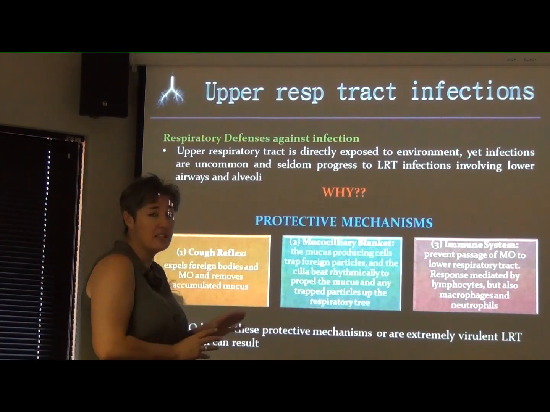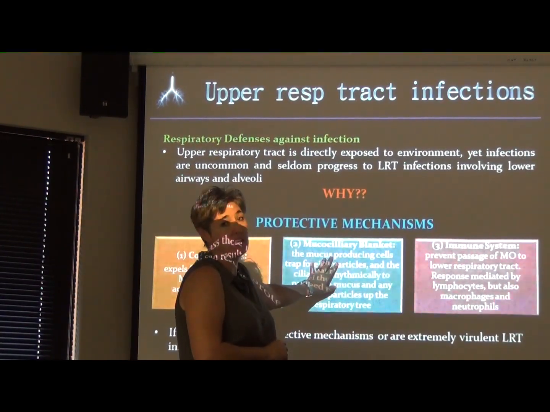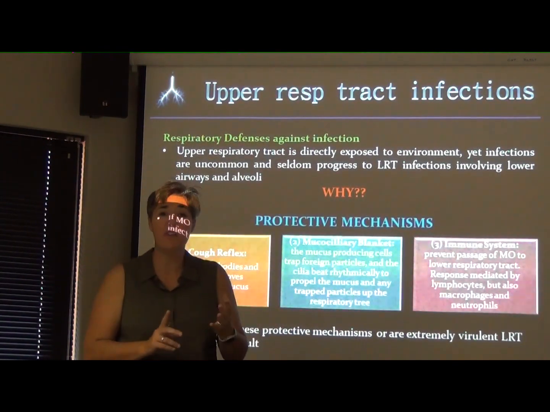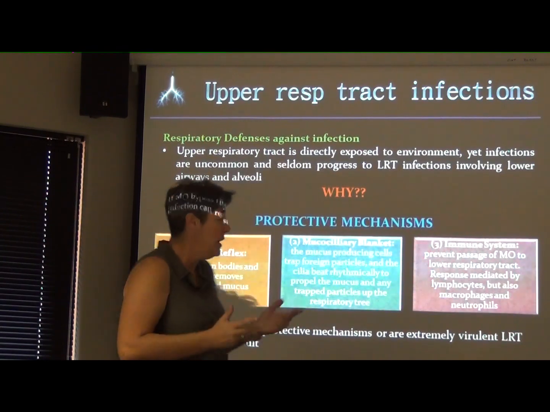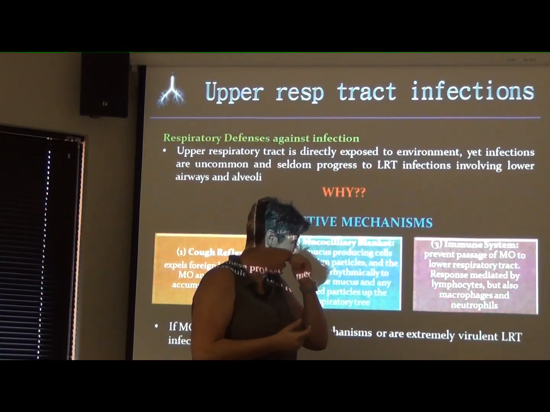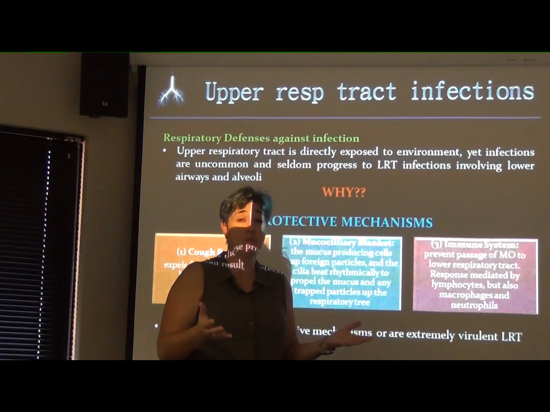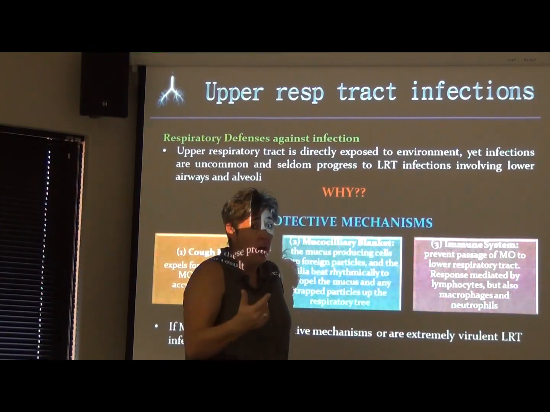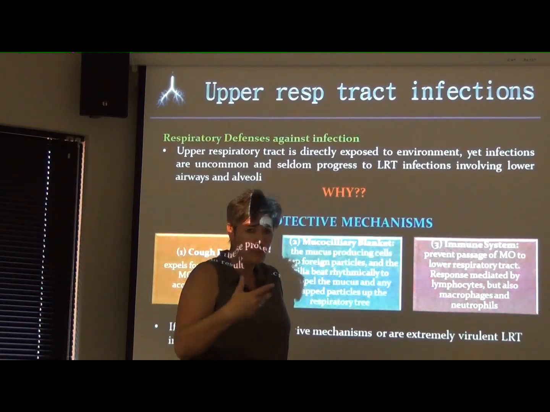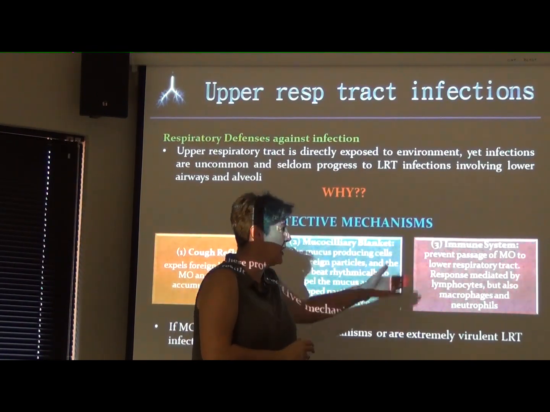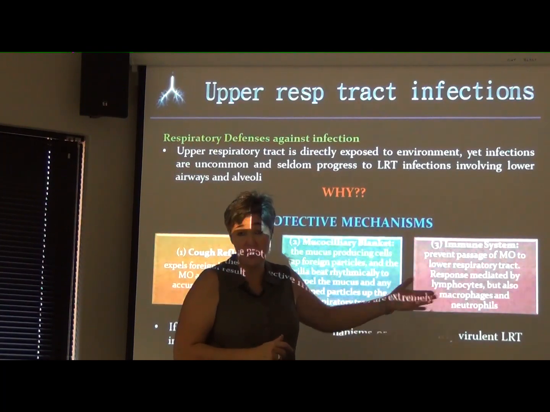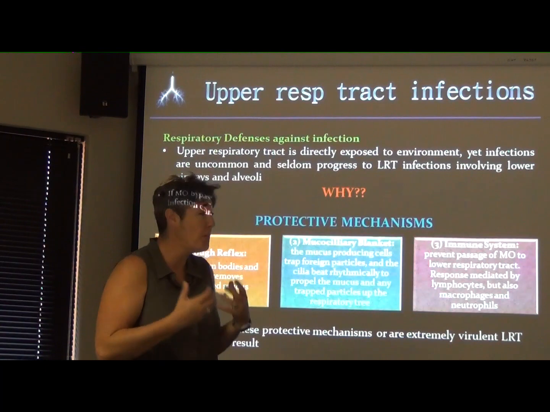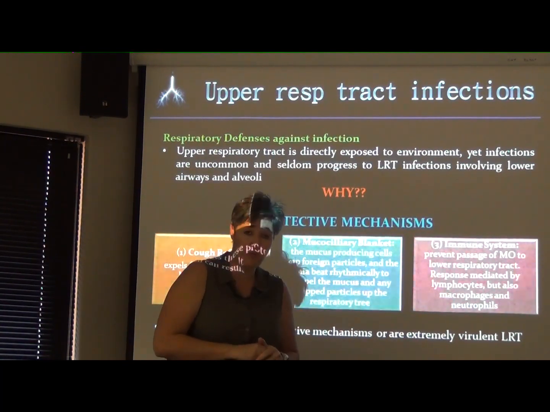And say for instance it bypasses this protective mechanism as well, then we have our third protective mechanism, which is obviously our immune response. If you are a patient suffering from an immunocompromised disease, for instance HIV or an autoimmune disease, then your immune system is compromised, and obviously these patients are much more prone to getting an infection.